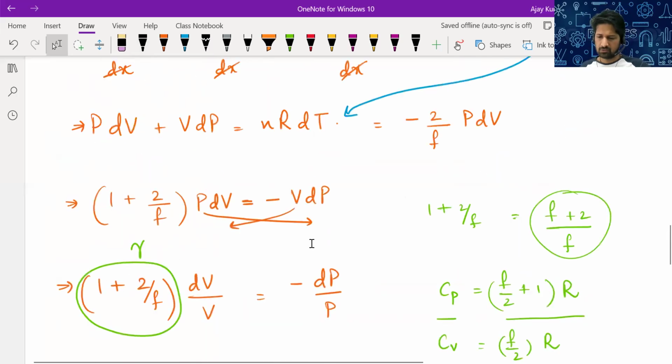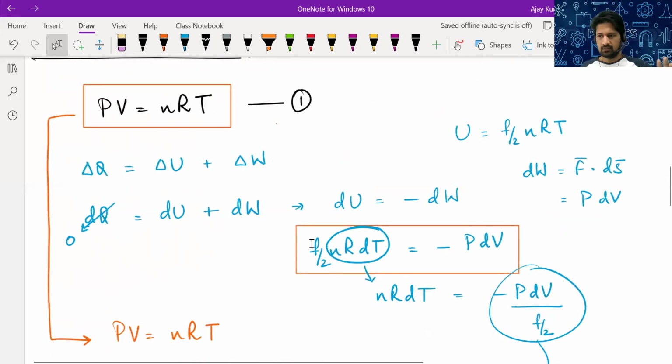Fine. Let's quickly go through the derivation once. Our aim here is to derive a relation only between pressure and volume so that we can draw a graph between them.